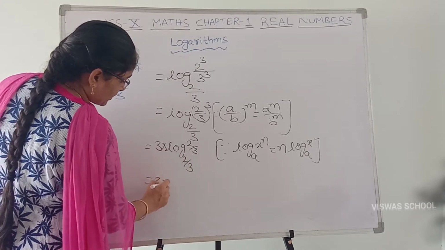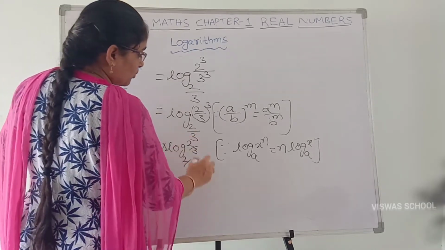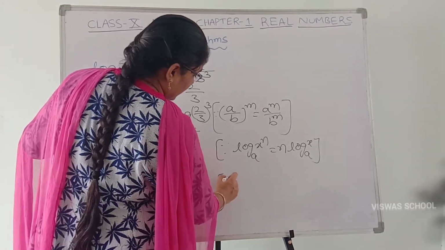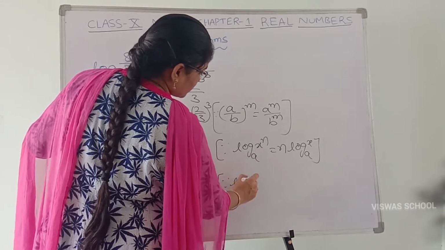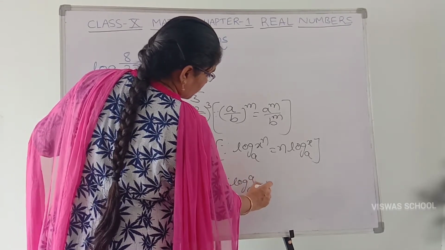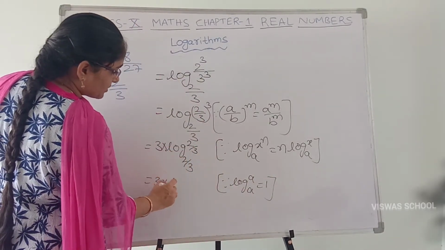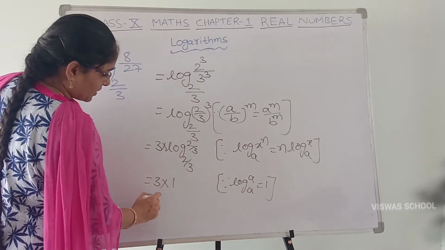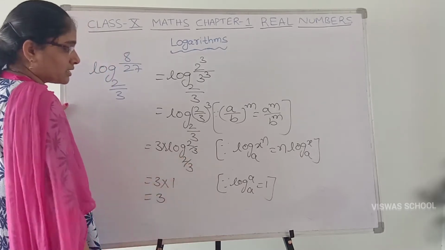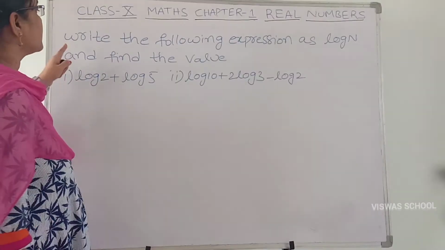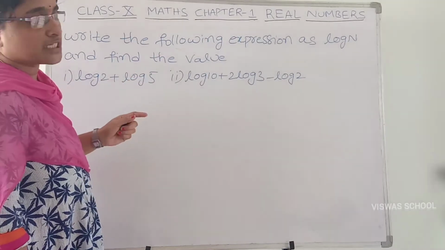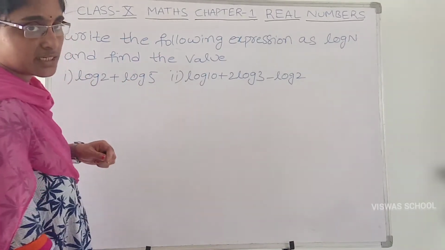Now it is equal to 3 into log 2 by 3 base 2 by 3. Since log a to the base a is equal to 1, log 2 by 3 base 2 by 3 is also equal to 1. That is, its value is equal to 3. Next one is, write the following expression as log n and find the value.